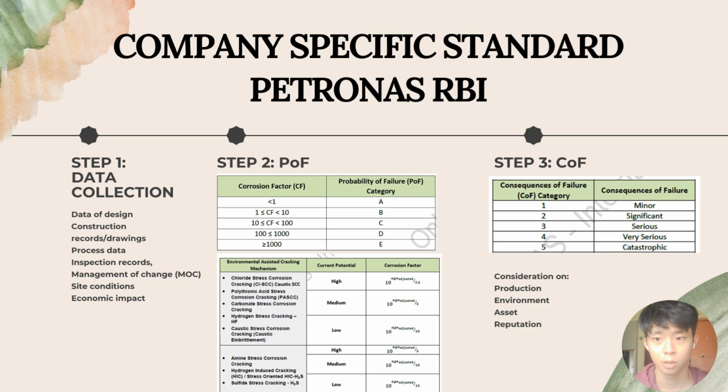Lastly, let's take a look at the company-specific standards, specifically the Petronas RBI, also known as PRBI. It started off with data collection and moved on to calculating the POF. The POF is determined based on the corrosion factors and can be calculated based on the environment condition and the age in the second table below. Next, it moved on to calculating consequence of failure, ranking between 1 to 5 from minor to catastrophic. It puts consideration on the production, environment, asset, and reputation.